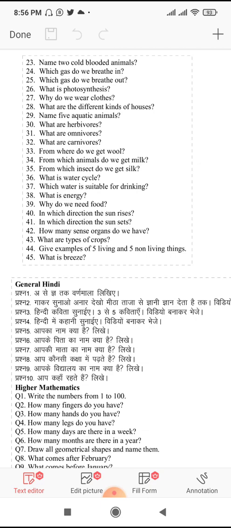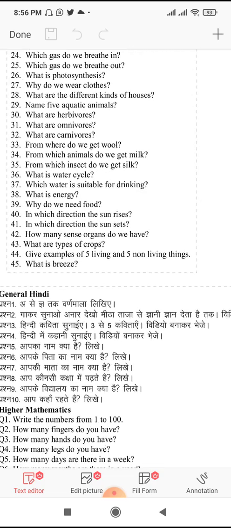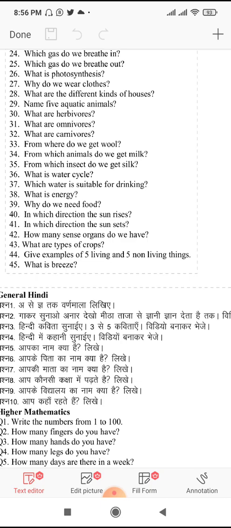From where do we get food? We get food. From where do we get wool? We get wool from the sheep, camel, and pashmina. From which animals do we get milk? We get milk from the cow, buffalo, and sheep and goat. From which insect do we get silk? We get silk from the silkworm.